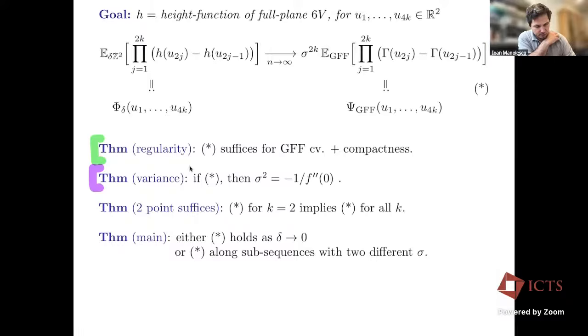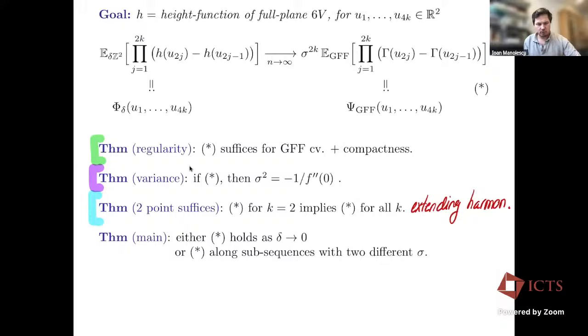Then there's a third theorem, which is a little bit more complicated to understand, which is the fact that if you have this kind of convergence for the 2-point function, then you can obtain it for the k-point function. This is delicate. This is something that is really deep in our proof, and the technique basically amounts to extending harmonicity.